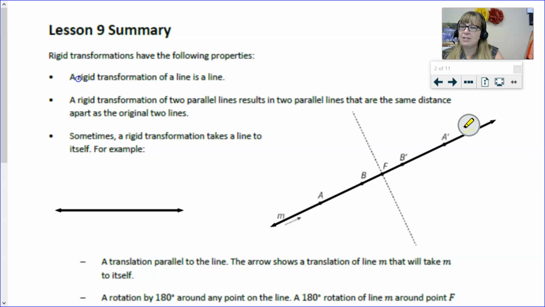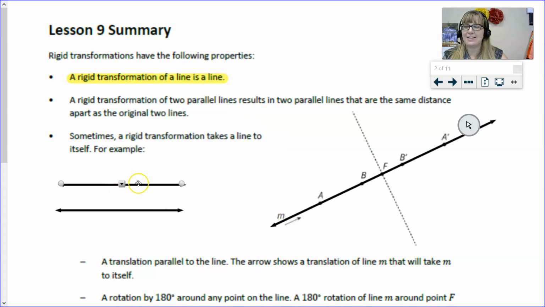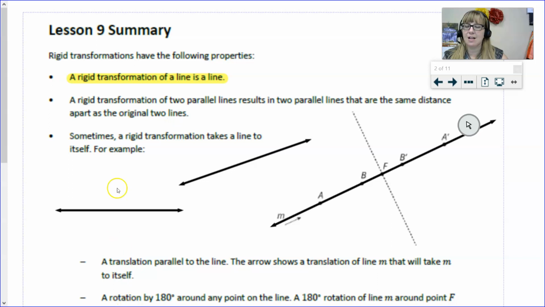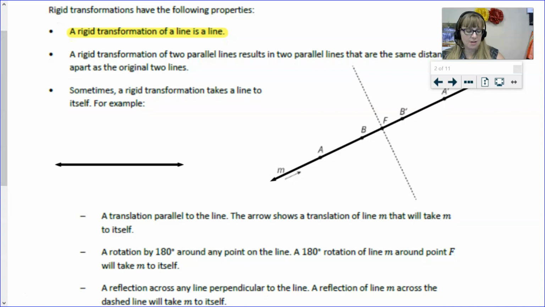A rigid transformation of a line is a line. What that means is if I take this line, I can translate it, and guess what? It's still a line. A reflection is a little bit harder to model, but I can take this line and flip it up and down, and look at that, it's still a line. We can even take a line, and this one is harder to show, I can rotate it, and guess what? It's still a line. So a rigid transformation of a line is still a line. There are some other important things that were highlighted in the summary, but here are the ones that I want to focus on.